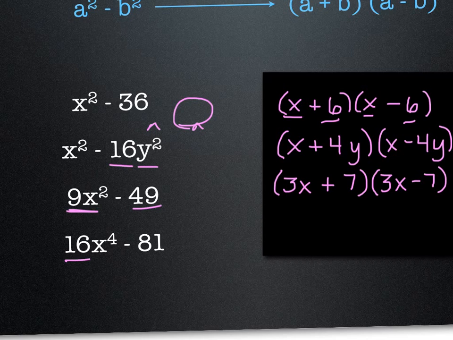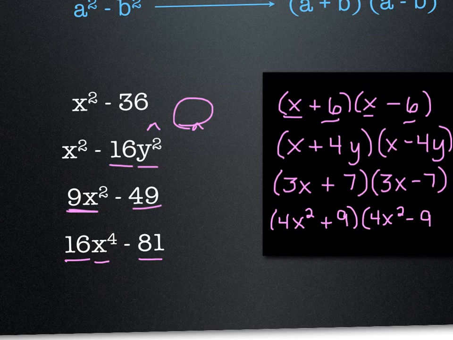Okay, this next one's kind of interesting. So if I break up 16, that's going to be a 4. If I break up x to the 4th, remember you have to think about like what times itself would make x to the 4th. That would be x squared. Okay, and then 81 is 9 times 9. So this is going to be 4x squared plus 9, 4x squared minus 9. Okay, now I'm doing this to you because I think these problems are cool, but I promise you they don't come up a whole lot.